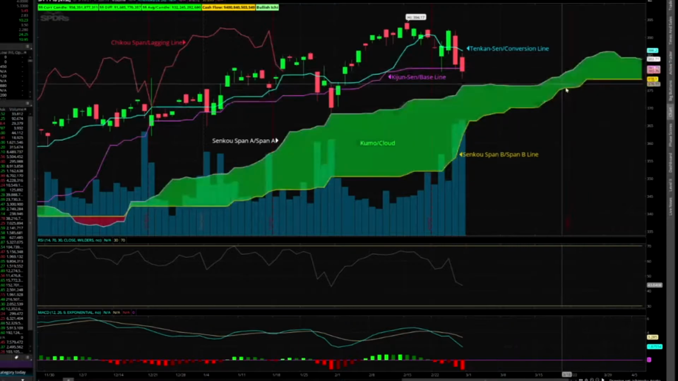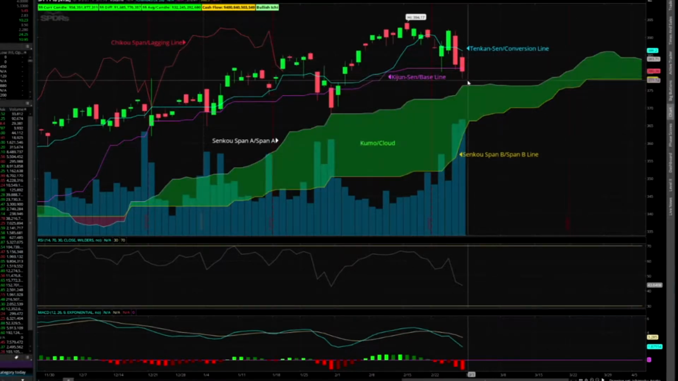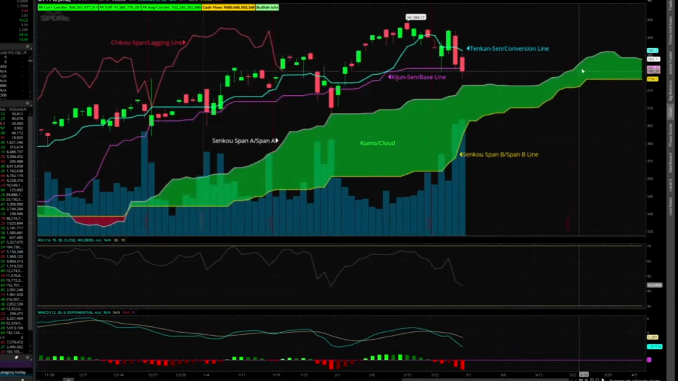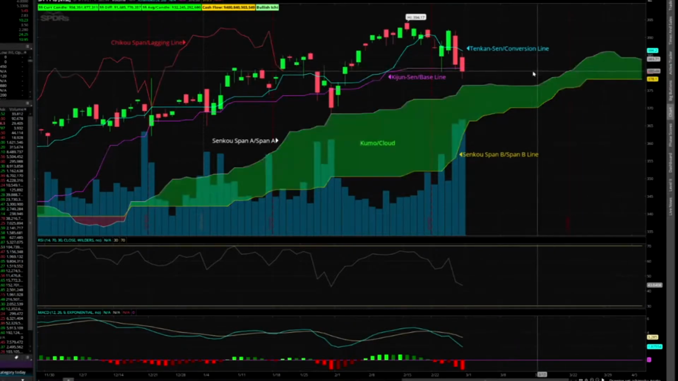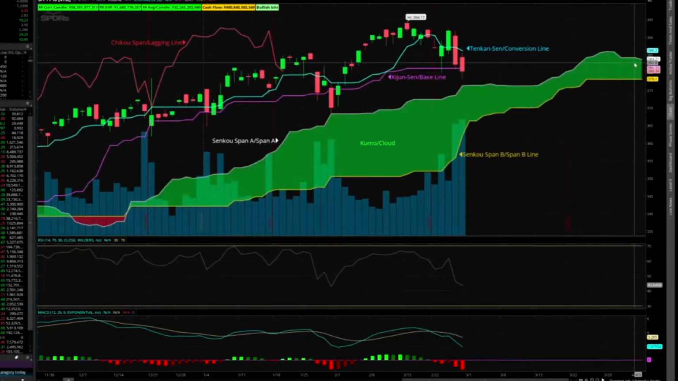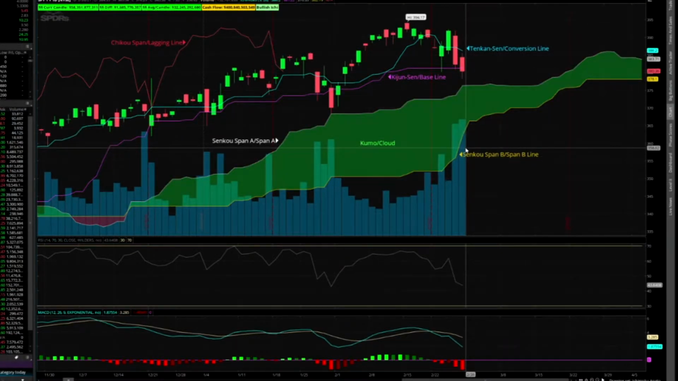So you can see how the cloud is actually ahead of the share price at the current time frame. So you plot 26 candle points forward. If you're looking at a 5-minute chart, it's going to be 26 candles into the future. If you look at the daily chart, it's going to be 26 candles into the future as well. It's the same concept.